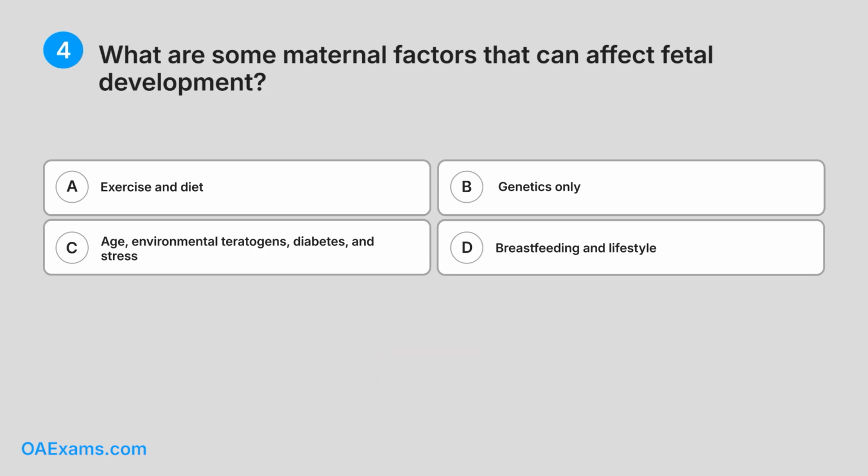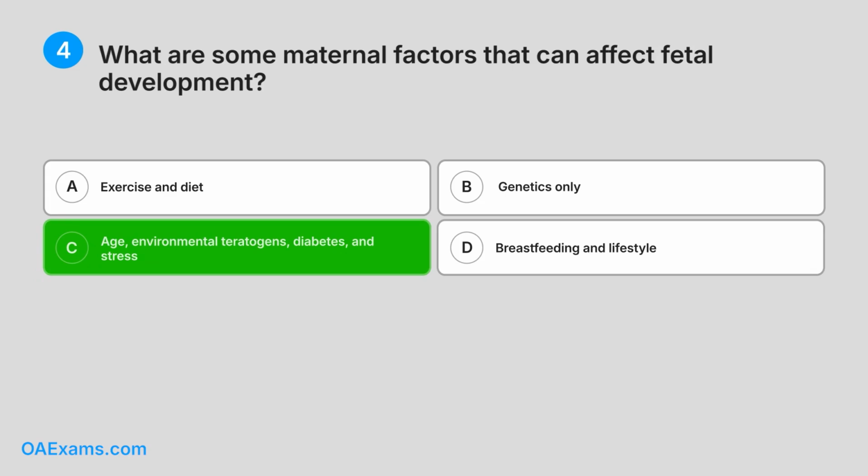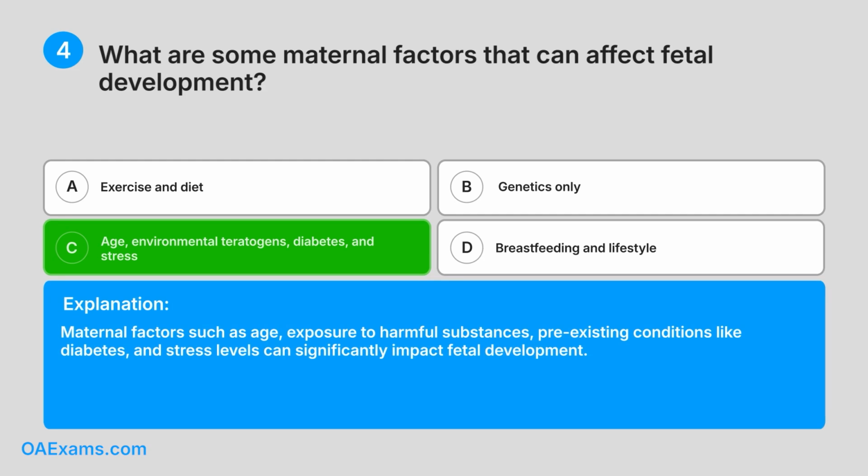Correct answer: C. Age, environmental teratogens, diabetes and stress. Explanation: Maternal factors such as age, exposure to harmful substances, pre-existing conditions like diabetes, and stress levels can significantly impact fetal development.